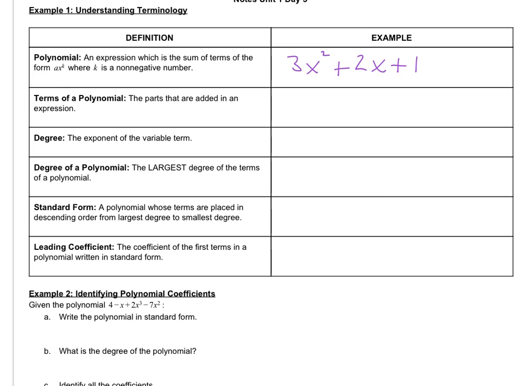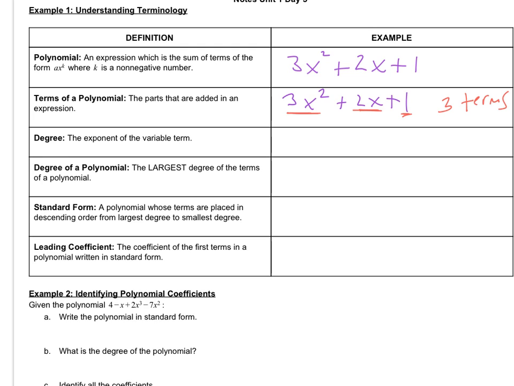This is a polynomial. The second one is terms of a polynomial. Terms of a polynomial are the parts that are added in an expression. So for instance, if I wanted the terms in the expression, I would take 3x squared plus 2x plus 1 from above. I'm looking for what's being added. So this 3x squared is one term. The addition sign separates it. I have another term, which is 2x, and another term, which is 1. So altogether, there are 3 terms in this polynomial.